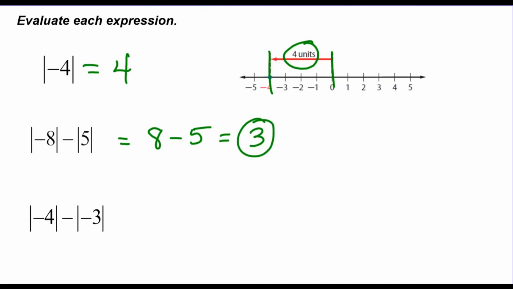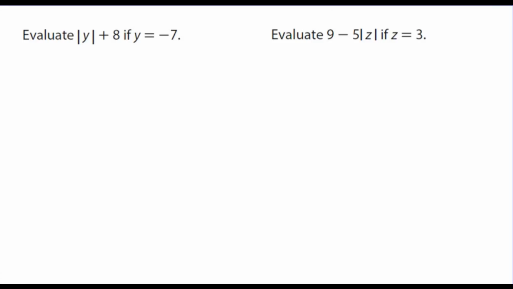And then the next one, we have to again find the absolute values of each of these terms. So the absolute value of -4, we saw that up top, is 4, minus the absolute value of -3. Well, -3 is 3 units from 0. So really this is 4 minus 3, which is just 1. So again, really absolute value is quite simple. You just have to find the positive value or its absolute value.